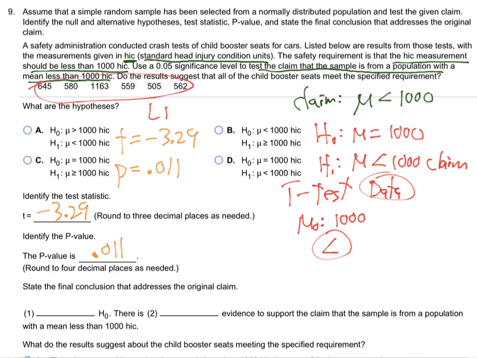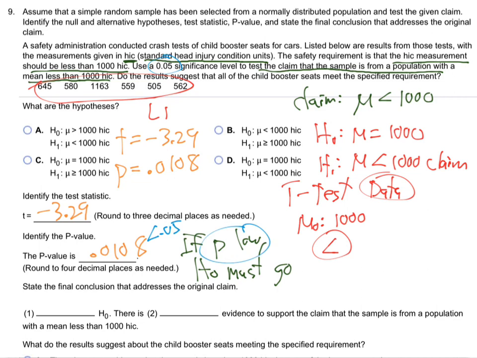Right, so it rounds to 0.011? No, it says it's a 4. Oh, thank you. 0.0108? All right, so let me write the statement that we live and die by here. If the P is low, the H0 must go. So is the P low? Yes. Yeah, that's below. We're testing at the 0.05 level, huh? So that's lower than 0.05. So the P is low and the null must go. Bye-bye, null. We're keeping the H1. Strong evidence or weak? Strong. H1's always strong.